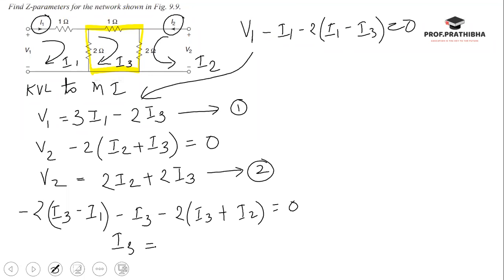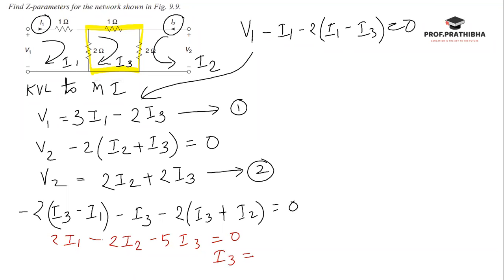So if you solve this, I am just solving this. What are we going to get here? It is going to be 2I1, you can check, then I will get minus 2I2, then I will get minus 2I3 minus 3I3 minus 5I3 equal to 0. I hope you are following. And then I can write I3 equal to, I need an equation, right. So I3 goes to that side and I get 2/5 times of I1 minus 2/5 times of I2. So this becomes my equation number 3.